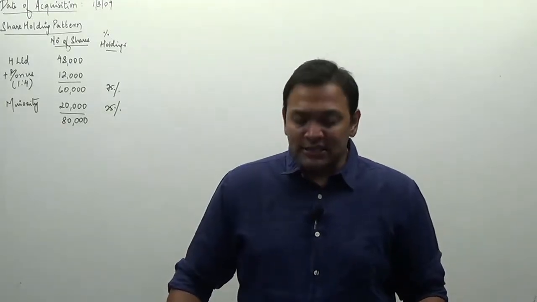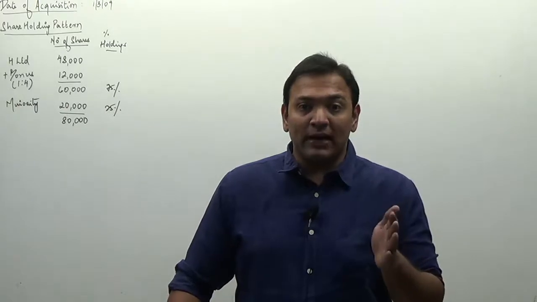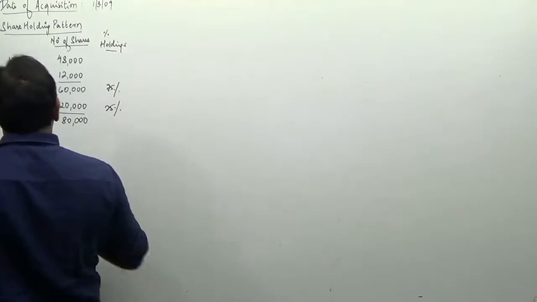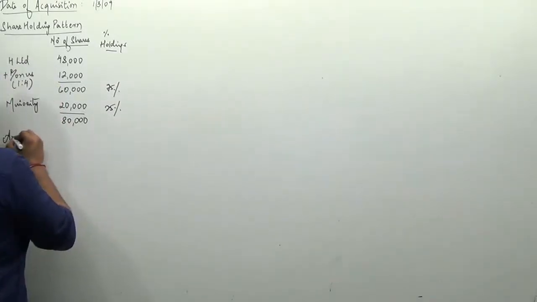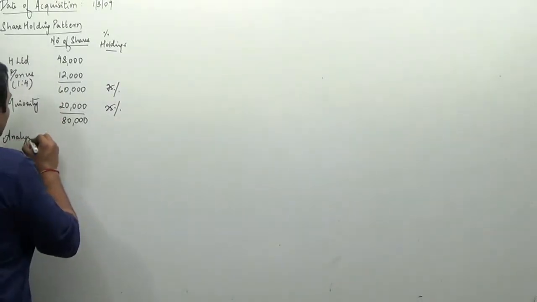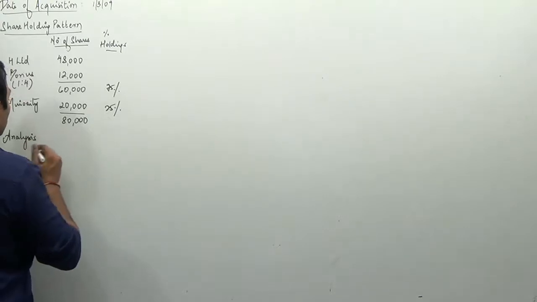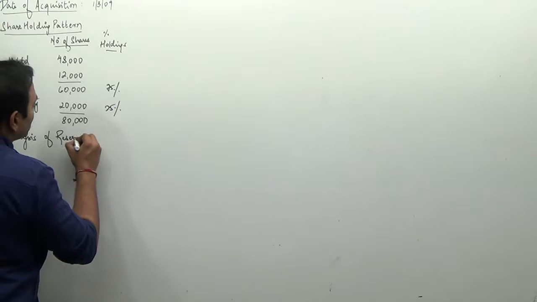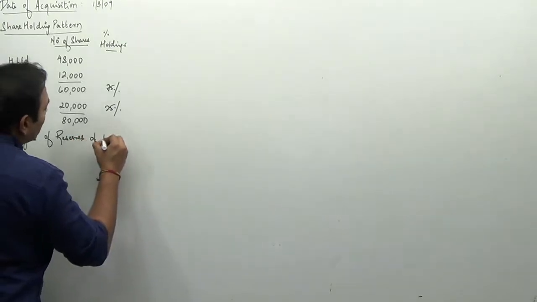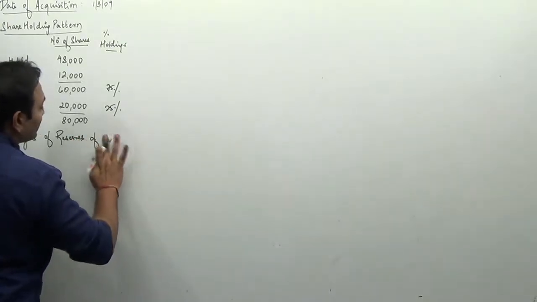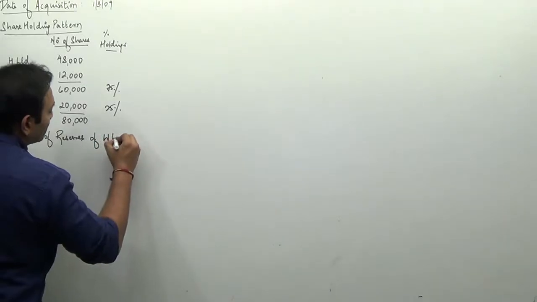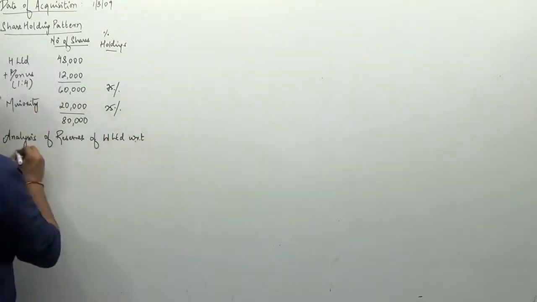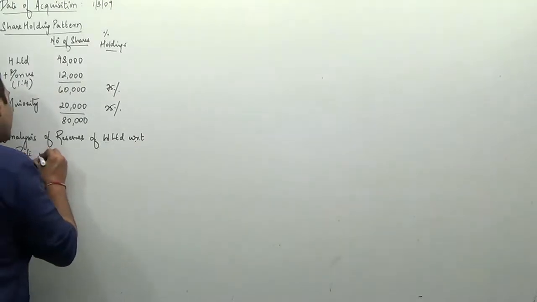You need analysis. Because the date of acquisition is in between, we need to keep splitting the profits accordingly. So in the analysis, we can skip the distribution, guys. We'll distribute it here only because there's only one reserve. Analysis of reserves of W Limited, that is a subsidiary, with respect to date of acquisition.